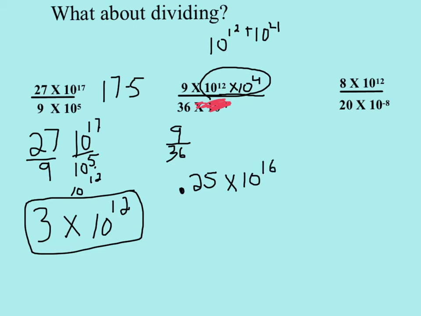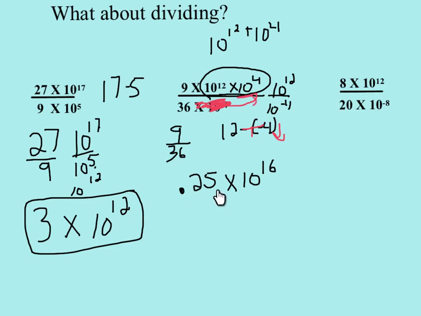Now, we can go back in time here. The original question was 10 to the 12th over 10 to the negative 4. Watch what happens. If I do 12 minus negative 4, I would do keep, change, change, and this would become 12 plus 4. So that's why I move it up, just so it shows me that it really isn't negative, it's really a positive 4. Okay? So I'm almost done.